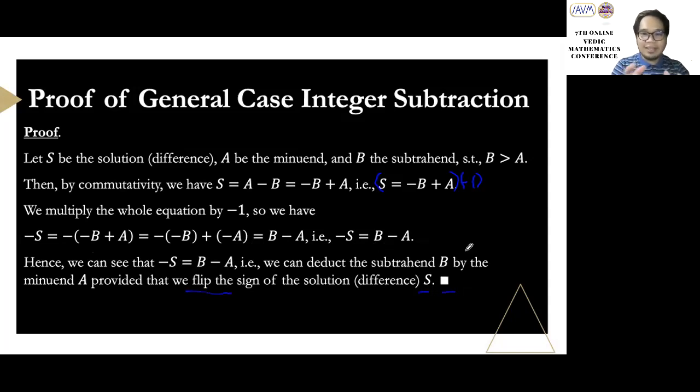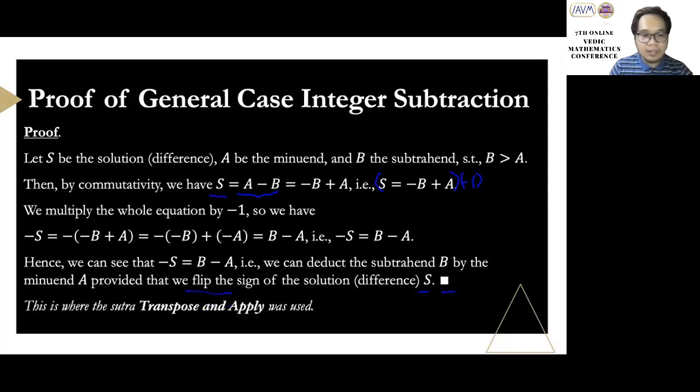Meaning, normally it's A minus B from this argument here, and that's the normal way we subtract, right? Minuend minus subtrahend. But the moment the subtrahend is greater than the minuend, we flip them, provided that in the last part we put a negative sign on the solution. And this is where the sutra transpose and apply was used, actually. And that's the end of the proof.